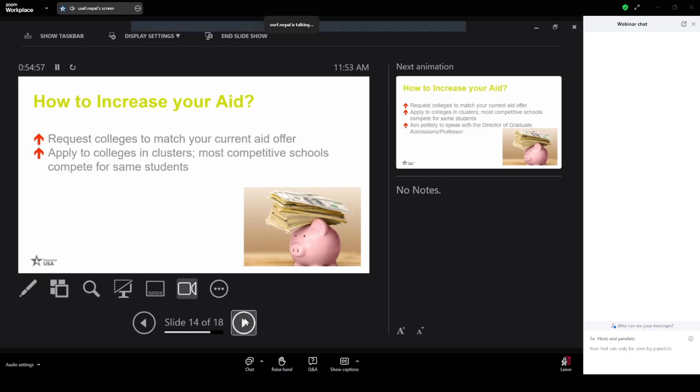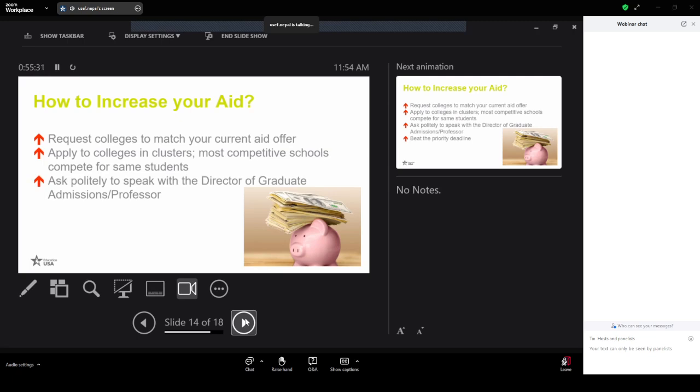Apply to colleges in a cluster. Most competitive colleges compete for the same students, so similar kinds of colleges in terms of acceptances. If you are a really good student, colleges can compete for you, saying, okay, I'm going to give you this much, and another college will say, I'll give you this and this. They're trying to get you in because you are a really talented student.